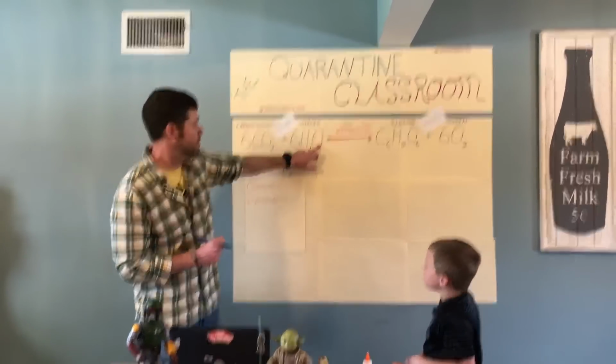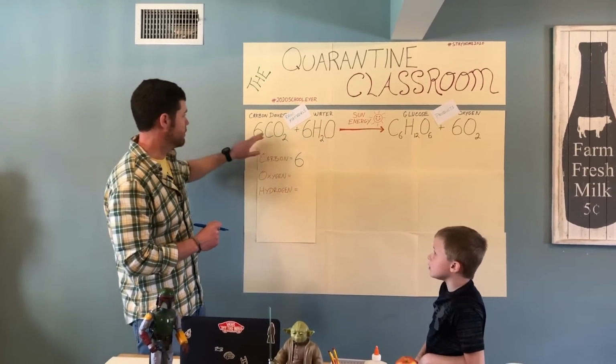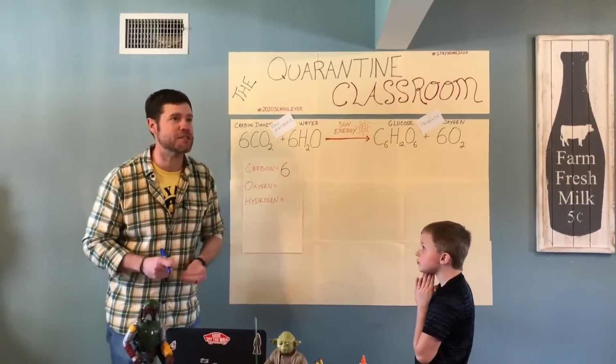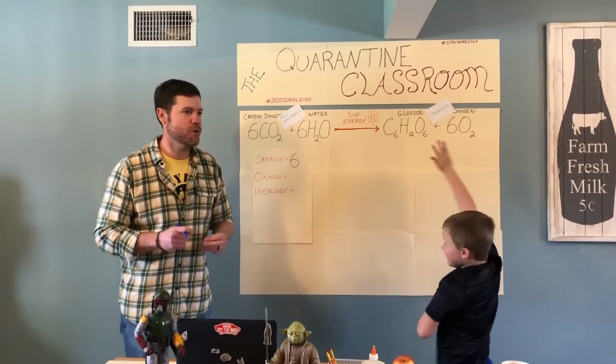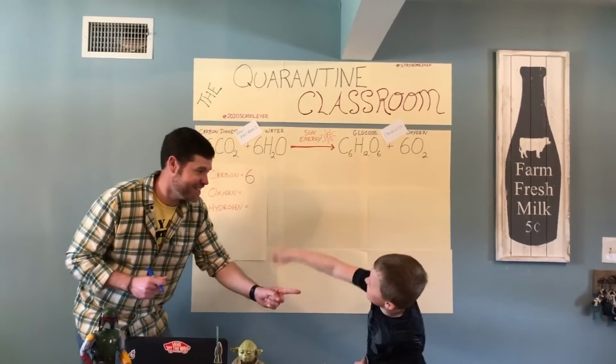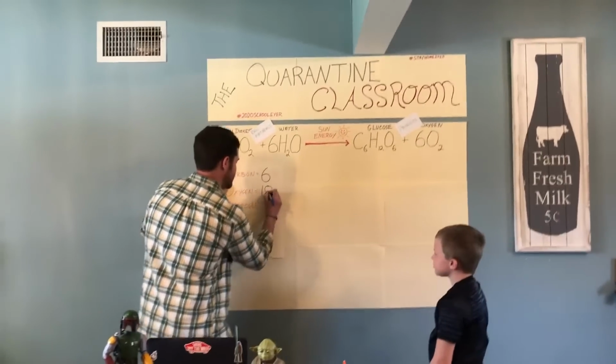But I have another over here with a 6 here. So I have 6 O's here. I have 12 over here. If I add 12 plus 6, what do I get? Is your hand up, little chef? Yes. 18. 18. So I have 18 O's.